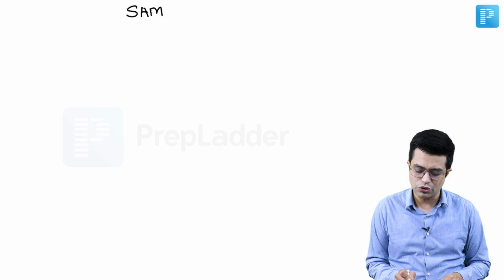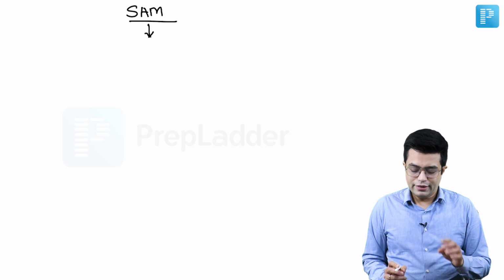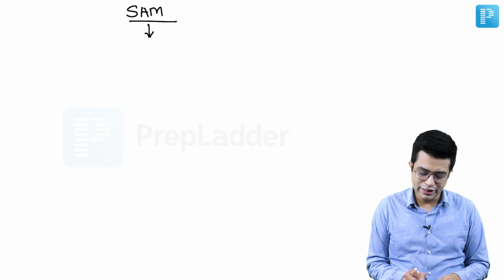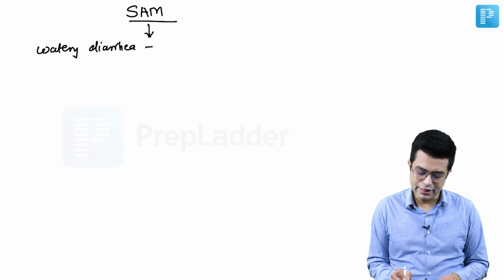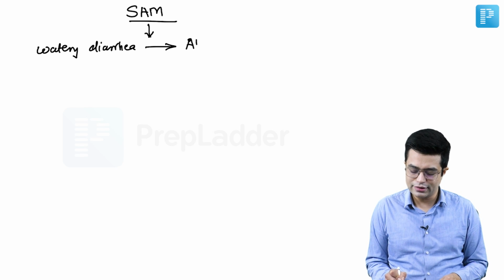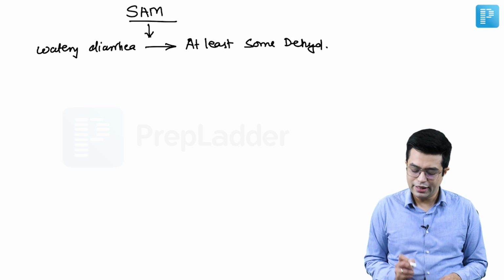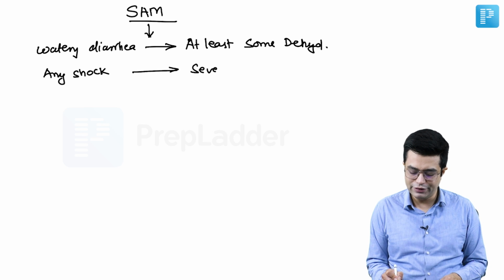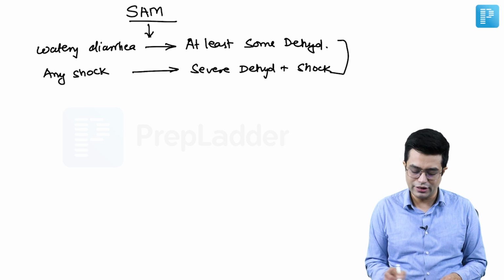So whenever you have a child with severe acute malnutrition, either kwashiorkor or marasmus coming to you, in a SAM child, the hydration status is sometimes difficult to assess. So any child with watery diarrhea, we assume that the child is having at least some dehydration. At least some dehydration is there in that child, right? And in case the child is having any features of shock in a SAM child, you will say the child is having severe dehydration with shock. So this is what the clinical initial assessment is.